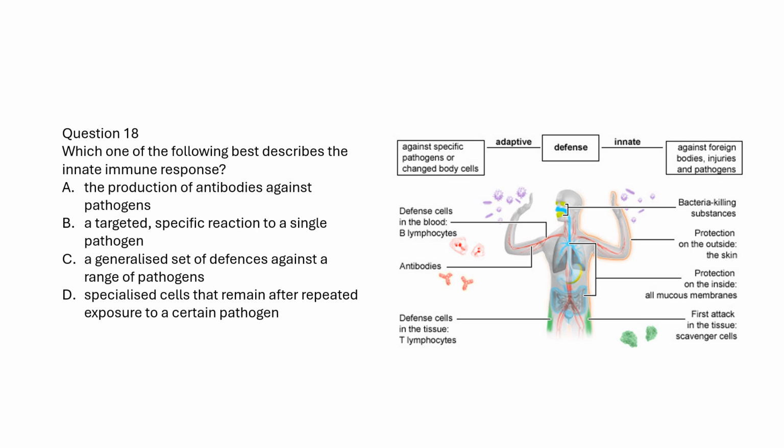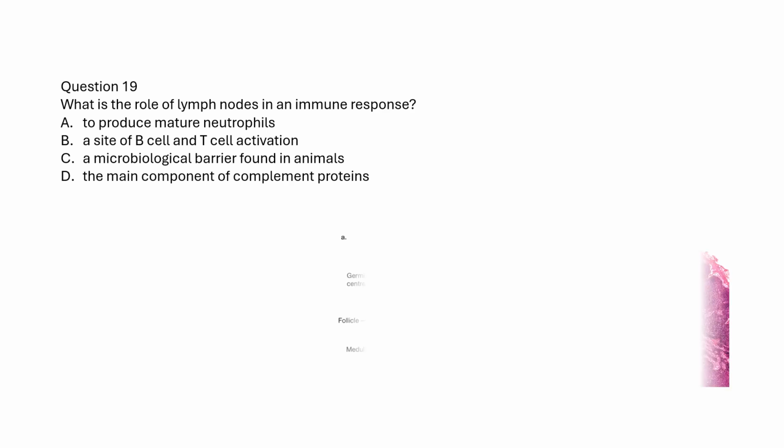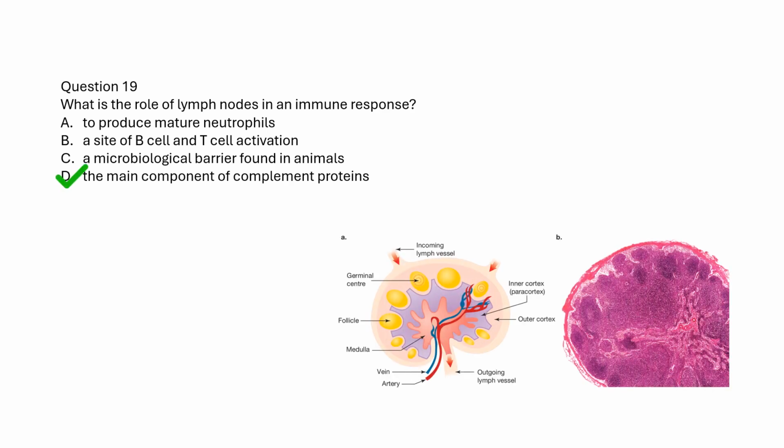However, the innate immune system can't always stop germs from spreading. The innate immune system is nonspecific, so it does not produce antibodies, does not react specifically to a single pathogen, and does not remain as specialized cells. The innate immune response is a generalized set of defenses against a range of pathogens. Lymph nodes are sites of B cell and T cell activation.